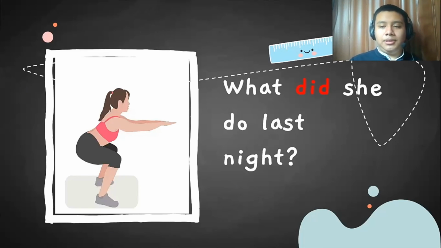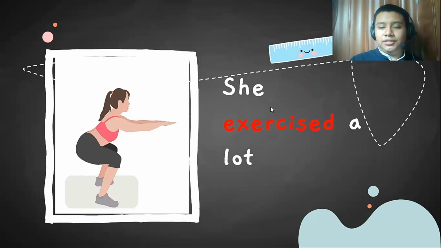Let's look at these examples. What did she do last night? Here we are asking a question. So you notice we are using did to ask. As we are using did, which is the past form of do, we do not change the next verb. So it stays as it is. What did she do last night? She exercised a lot.